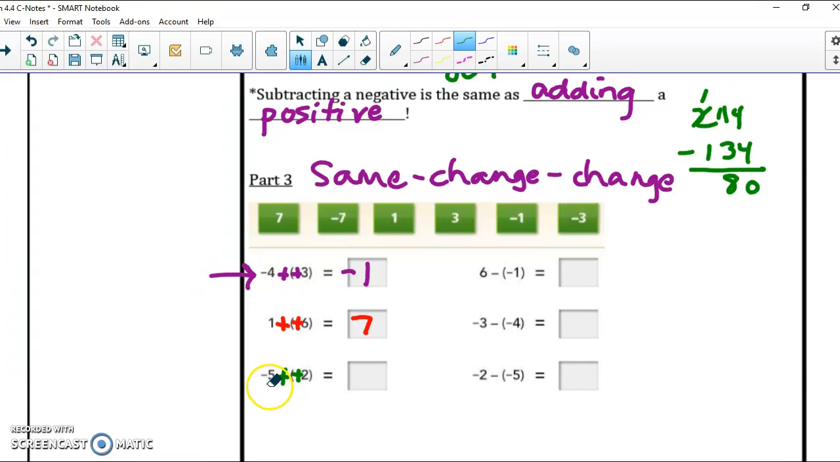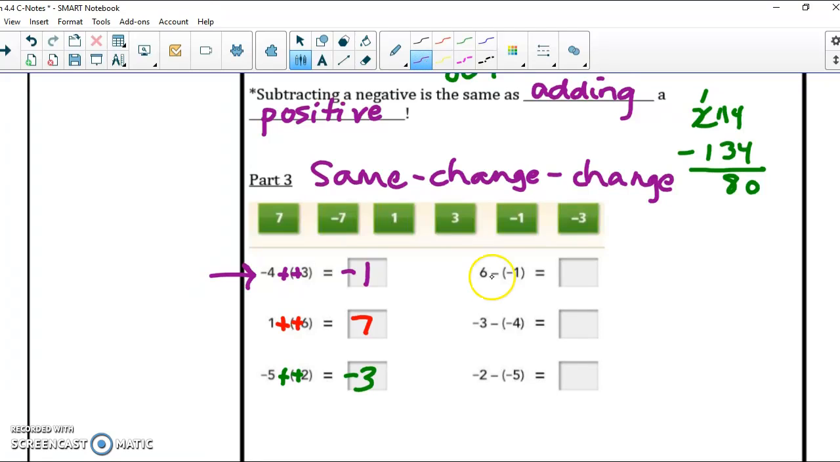So now I'm adding a negative and a positive. So my rule for adding different signs is to find the difference. 5 minus 2 is 3, and my larger number takes the sign. 5 is larger than 2, and it's negative, so my answer is negative.